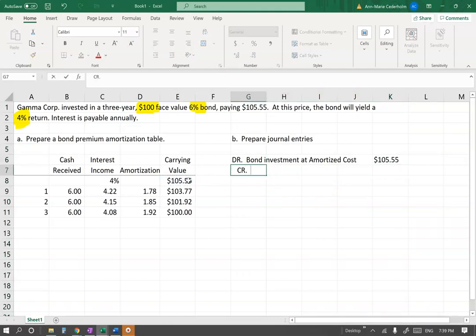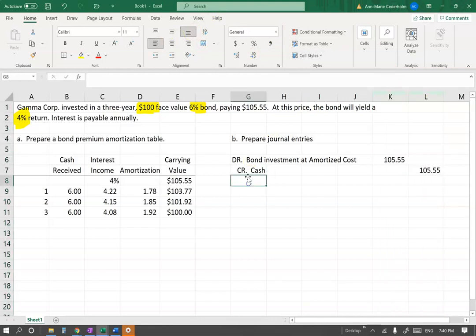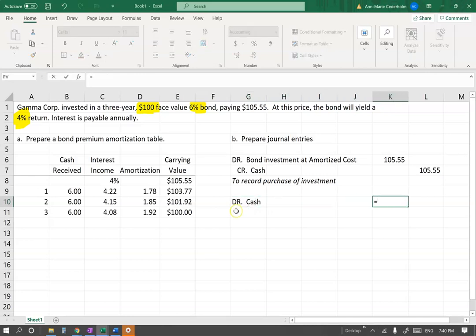And then I'll do a credit to cash for 105.55. And this is to record purchase of investment. So that'll sit as an asset on our books. And now the second journal entry that I'll make is to record the first interest payment. So I'm going to debit cash for the $6. That's how much cash I receive. Then I'm going to credit interest income.